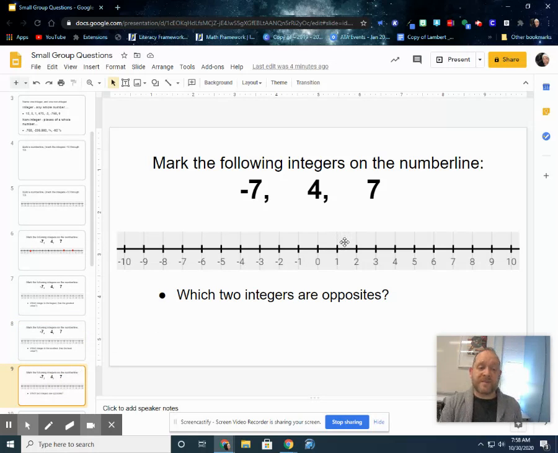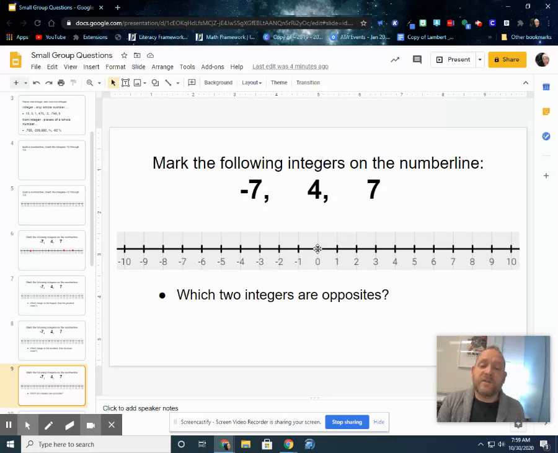Which two integers are opposites? Now here's one that you need to know for a couple of different reasons. First of all, opposite numbers. They are numbers that are the same distance from 0 on the number line, just on opposite sides of the number line. So one will be positive and one will be negative.